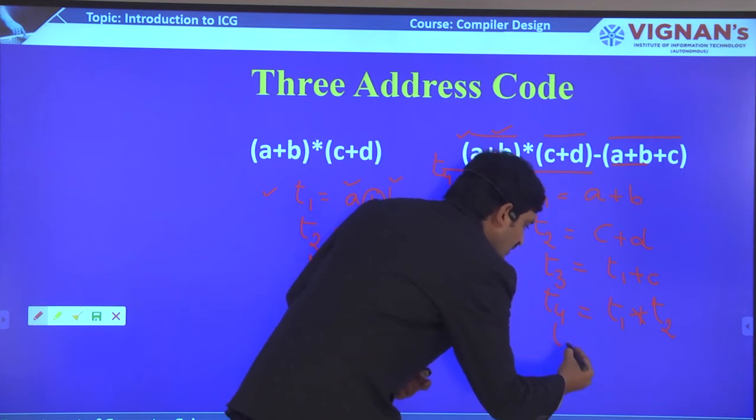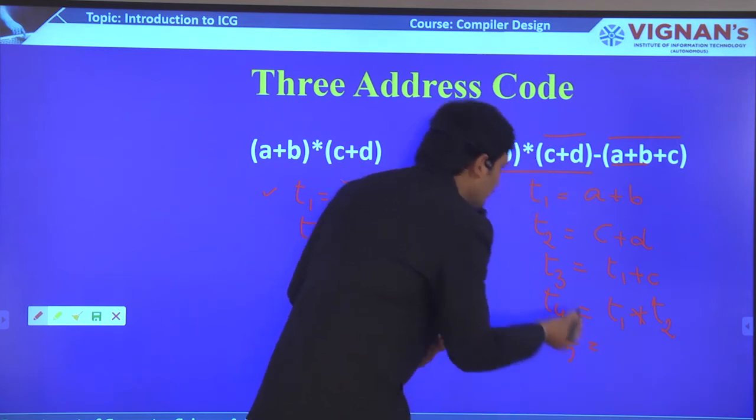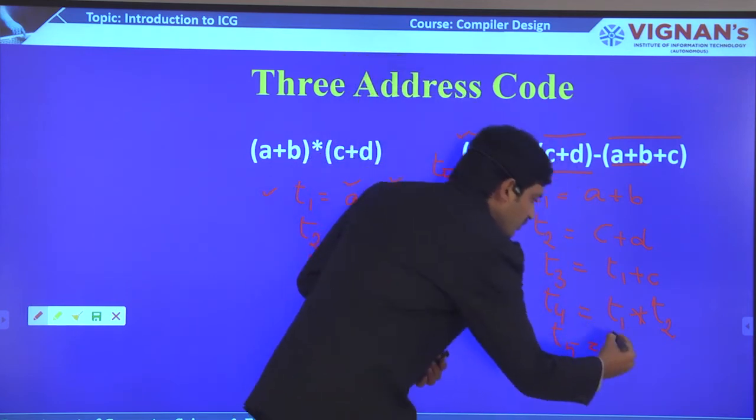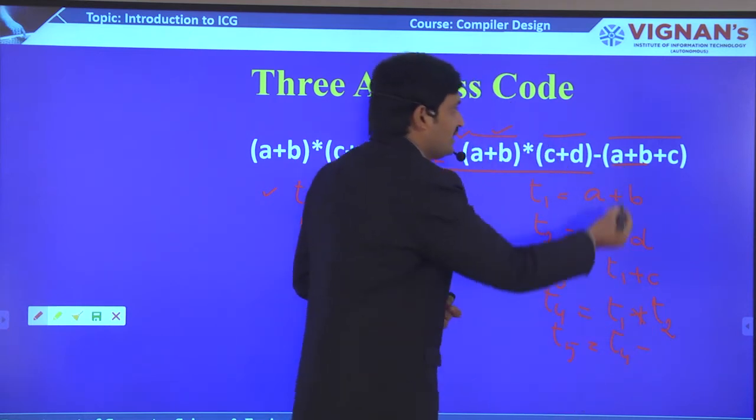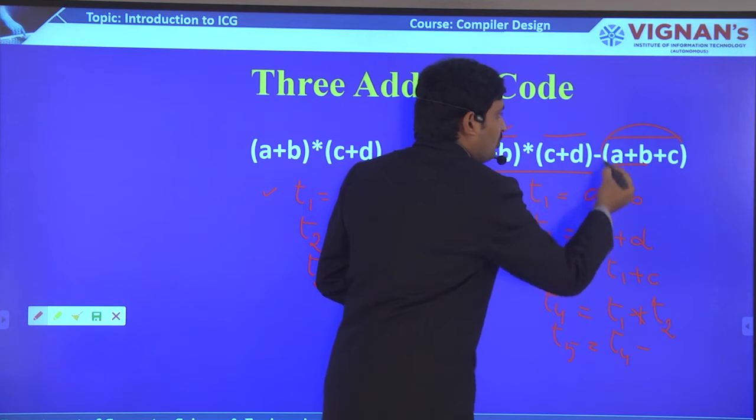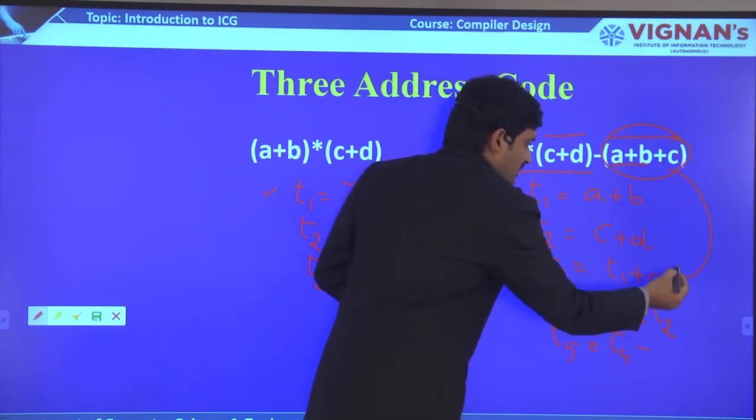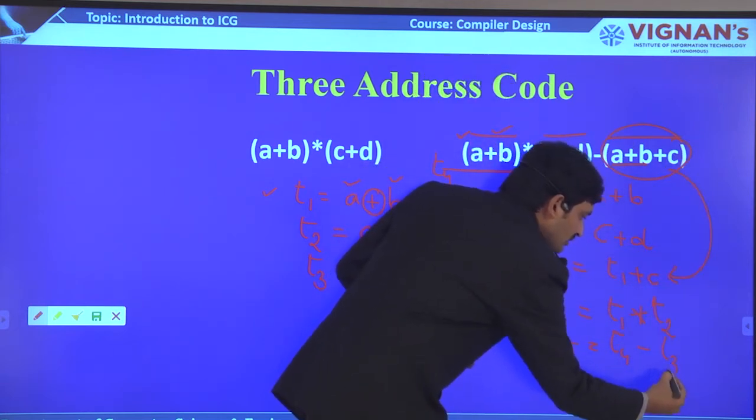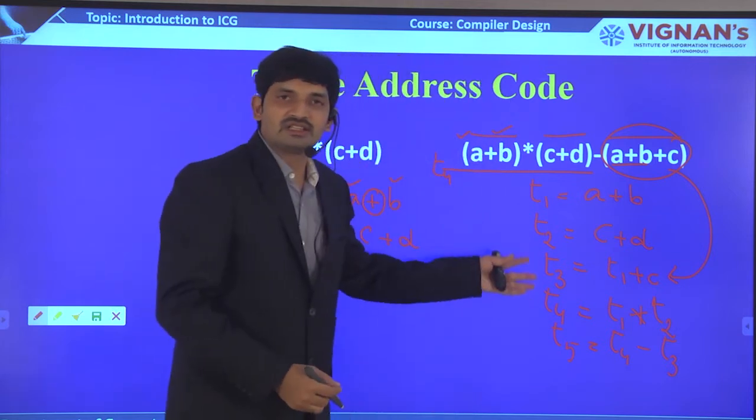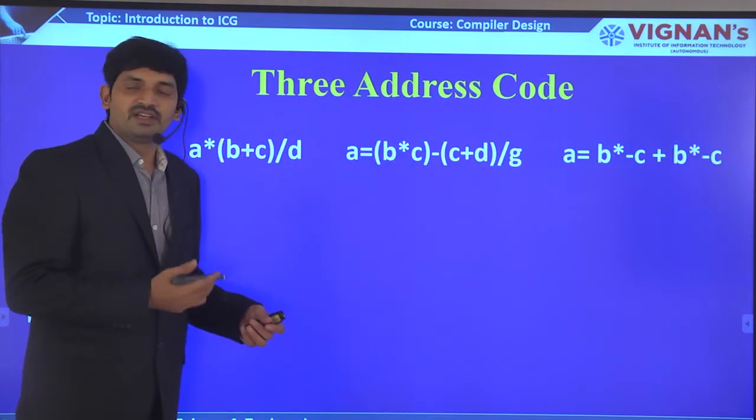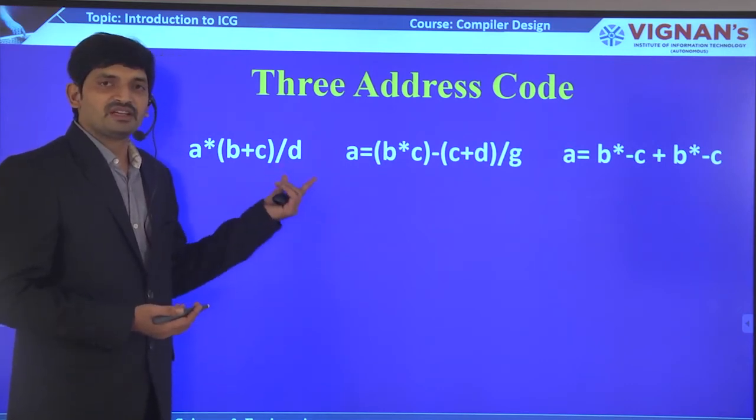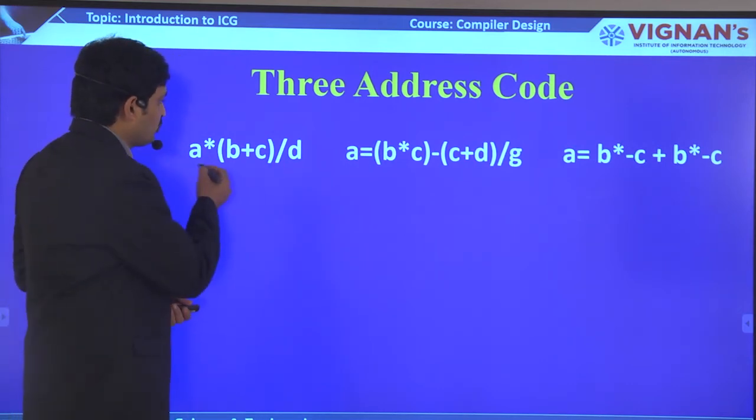Now t5 equal to, so this entire thing is t4. So write t4. Next minus, this instruction is loaded as t3. So t3. So this is the 3 address code for the given instruction. Okay. Here there are some more examples for dealing with this 3 address code. Come to the first one.